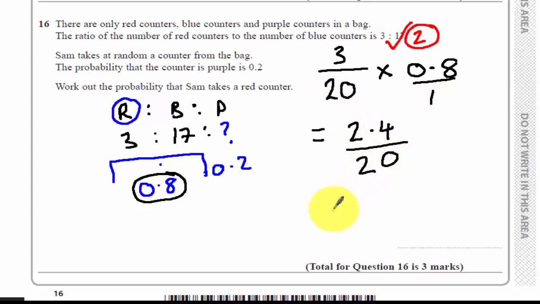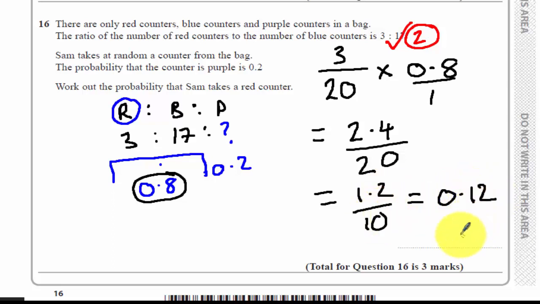Obviously this isn't much of a probability here, but 2.4 divided by 2 will be 1.2 over 10, and 1.2 divided by 10 is 0.12, and that is the probability of getting a red counter. And there's my third mark.